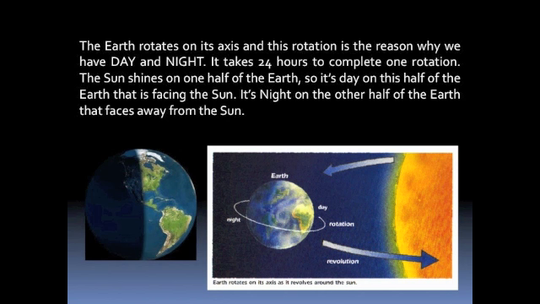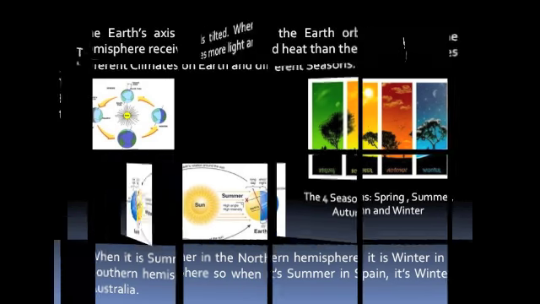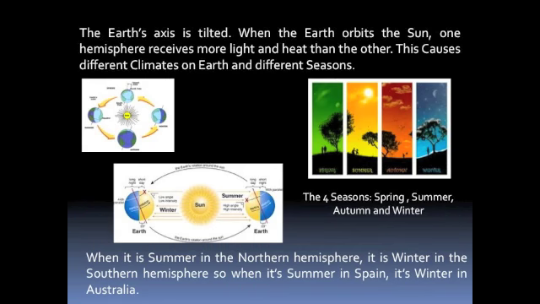The Earth's axis is tilted. When the Earth orbits the Sun, one hemisphere receives more light and heat than the other. This causes different climates on Earth and different seasons.